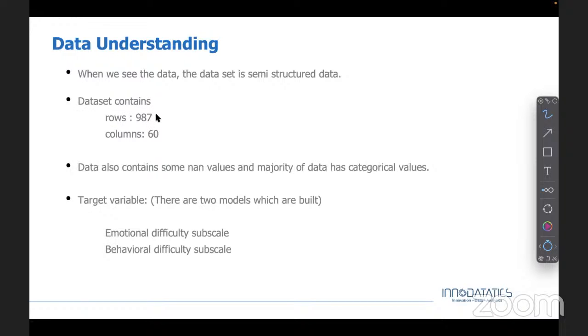When people ask you, hey, what was the dimension of the data on which you have worked upon? You have to say that the dimension of the data set was 987 by 60.